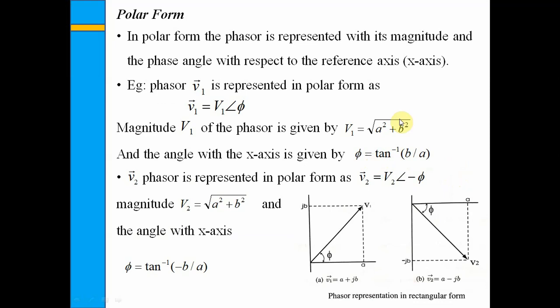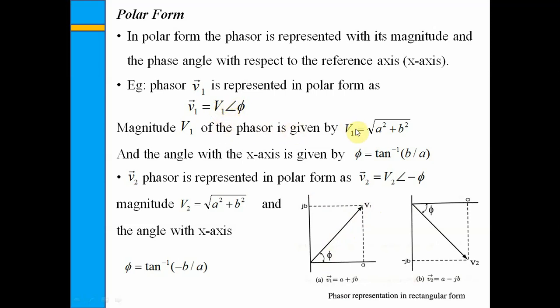The next form of representation is the polar form. In polar form, the phasor is represented by a magnitude and a phase angle which it makes with the reference axis. Now consider a phasor V1 with magnitude capital V1 making an angle phi with the reference axis. It is represented in polar form as V1 = V1 magnitude, angle phi.